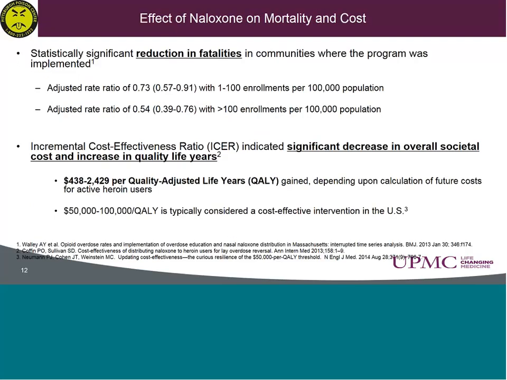So what is the effect, the benefit of naloxone? What does the evidence tell us? So we know that there is a reduction in fatalities in communities where the program is implemented, and the more kits that are distributed and the more individuals that are involved in the education to have and administer naloxone are associated with a greater reduction in fatalities in those communities. Alice Walley et al. did a good evaluation of that in Massachusetts back in 2013. So there is good evidence that it reduces overdose deaths.